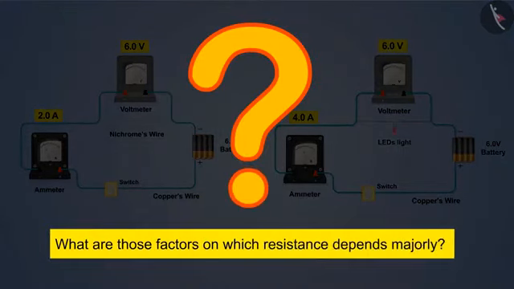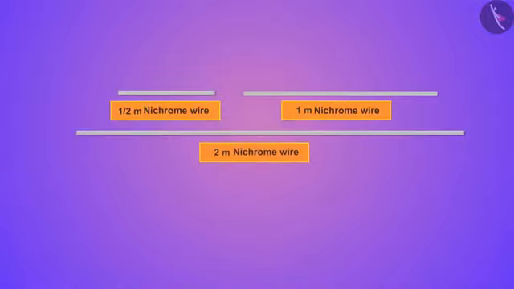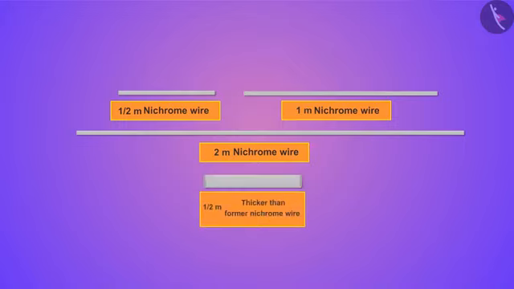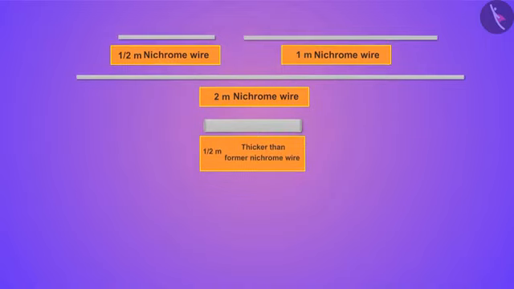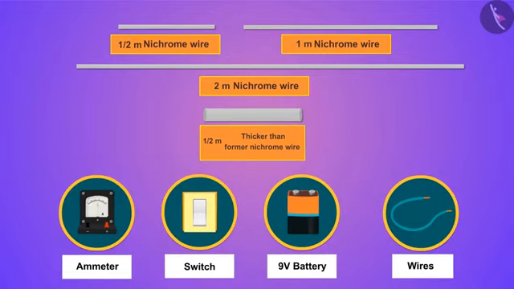In today's video, we will see on which factors the resistance depends, and also we will look at the different ways of connecting resistance in the circuit. So come on, let's perform an activity to understand. To perform this activity, we need 3 pieces of nichrome wire having lengths of half meter, 1 meter and 2 meter. Other wire can be taken if there is no nichrome wire. One more piece, half meter long but thicker than the former nichrome wire, an ammeter, a key, a 9-volt battery and wires to connect the circuit.